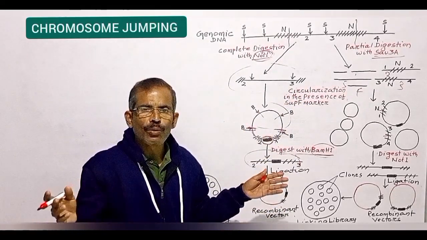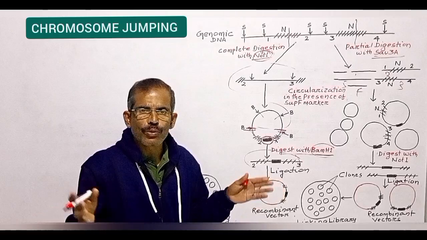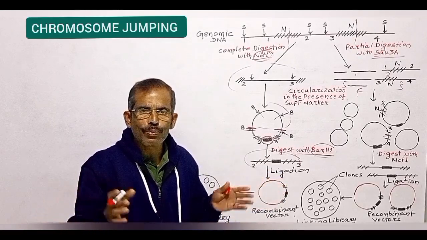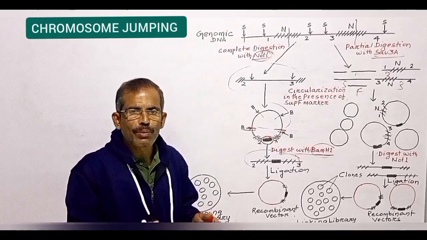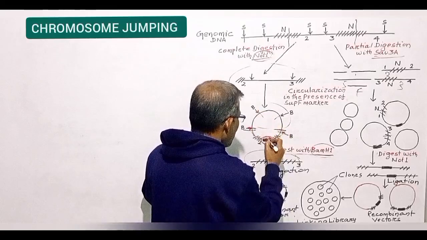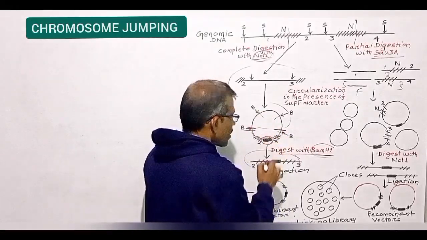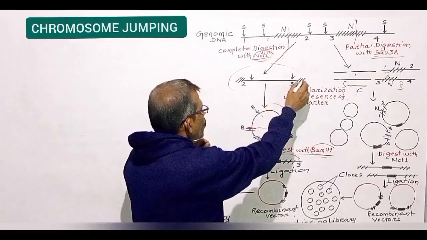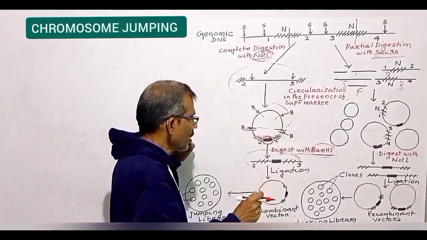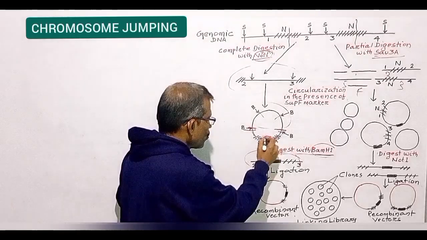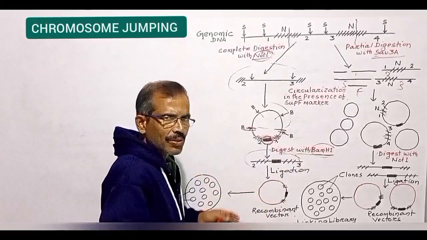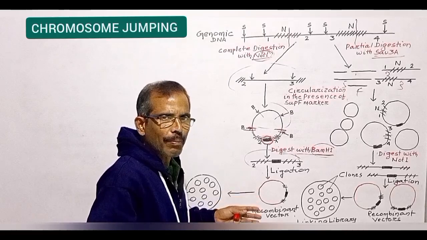Actually, when the genomic DNA is digested with NotI, a large number of fragments are produced, out of which fragments of suitable size are selected and are circularized in the presence of the supF marker. In this figure, only one fragment has been shown. This is a circular DNA molecule which contains the supF marker, and these arrow marks indicate the restriction sites for the enzyme BamHI.